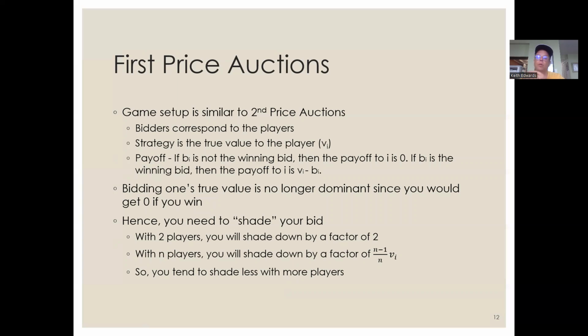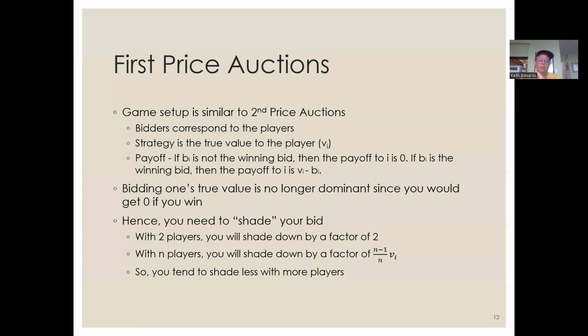Now, bidding one's true value is no longer dominant since you would get zero if you win, because V sub I is your true value and your bid is B sub I. So you need to shade your bid. With two players, they show that it'll shade down by a factor of 2. With n players, it's (n minus 1) divided by n times V sub I.